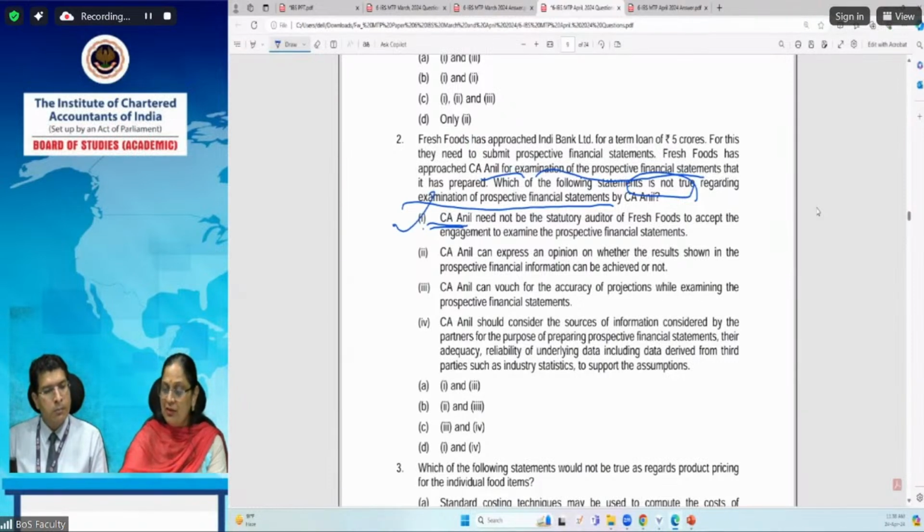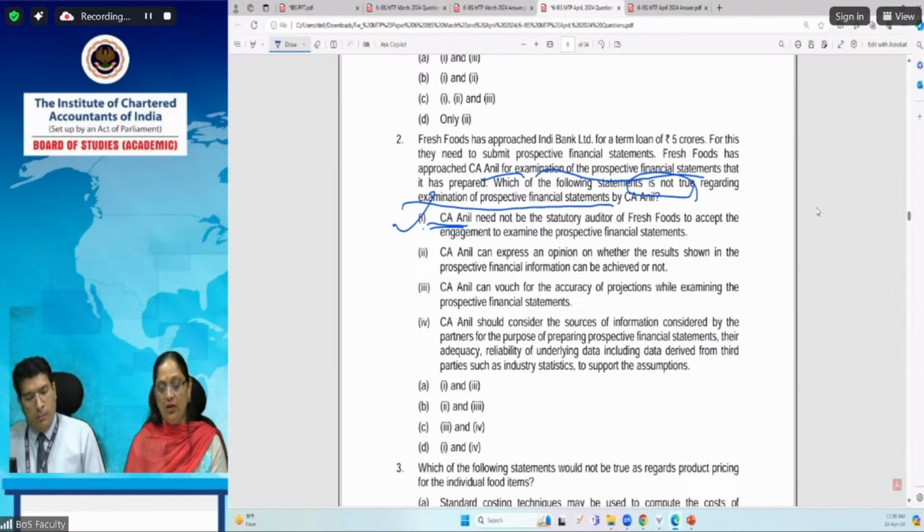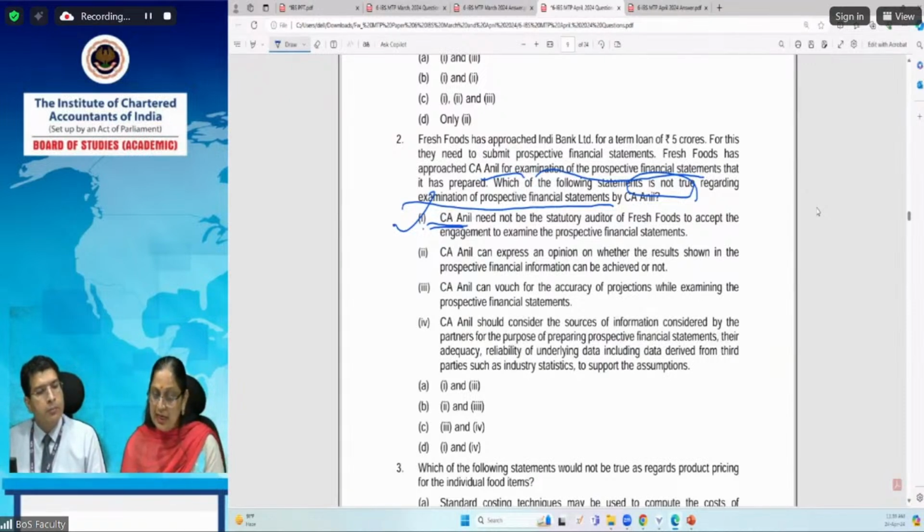So when we analyze which statement is not true, this will not be considered for marking the answer, because it is not at all essential for examination of prospective financial statement that CA Anil should be the statutory auditor. So this statement is true that CA Anil need not be statutory auditor of Fresh Food to accept the engagement to examine the prospective financial statement.